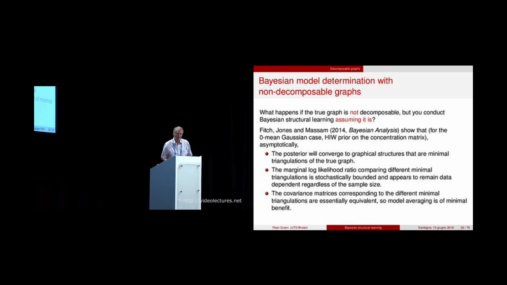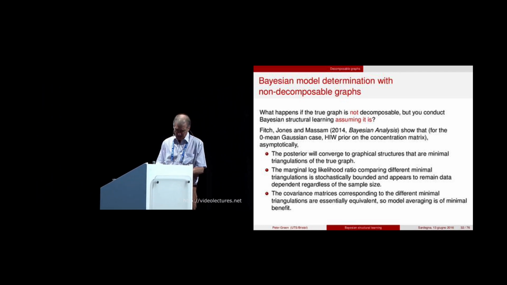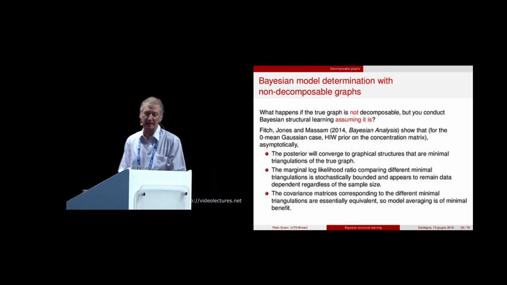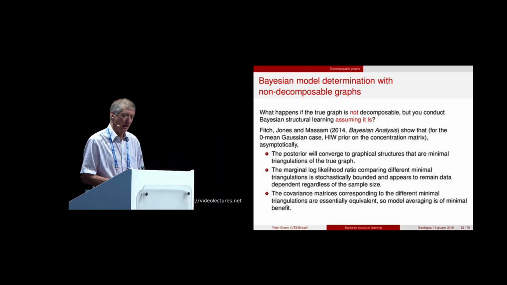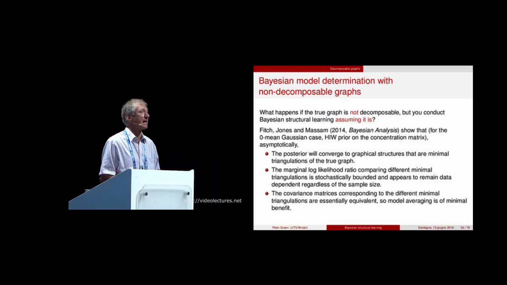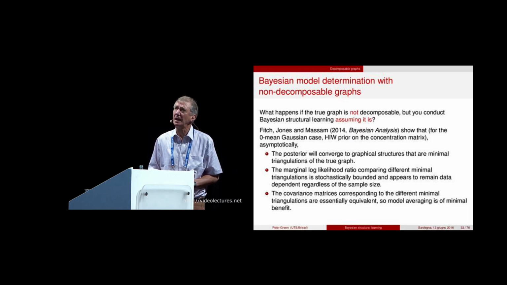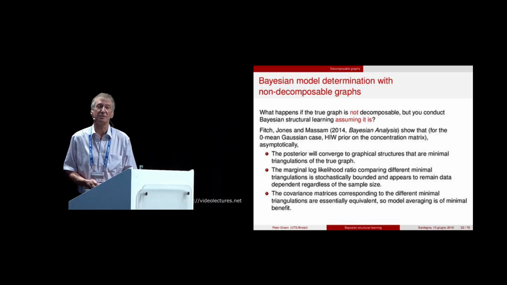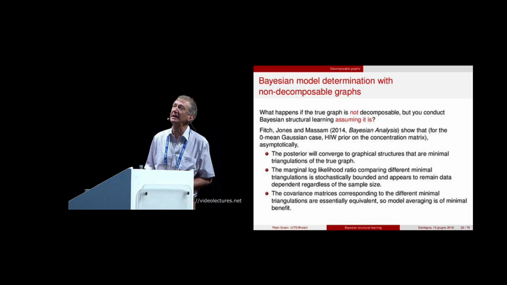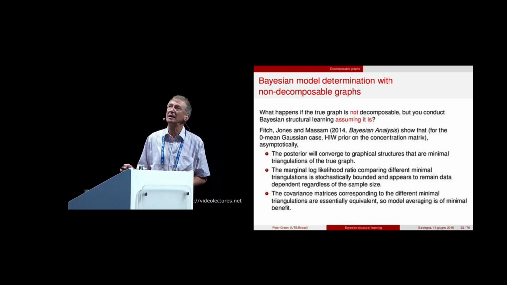Thanks to Fitch and Jones and Massam, who showed that in a Gaussian case with particular priors, something about what happens asymptotically if you fit a decomposable model to a non-decomposable distribution. And the nicest, first of all, the main statement is that the posterior converges to graphical structures that are minimal triangulations of the true graph. In other words, my wishful thinking picture just back here was the right one. If you perform Bayesian structural learning under those assumptions, when that's the true model, what you'll get is things like this.